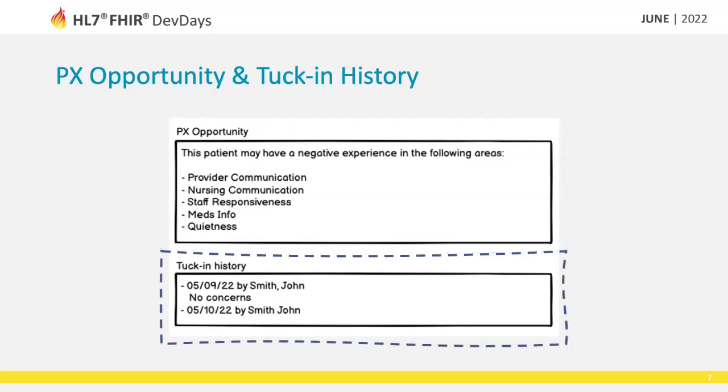The second section is the tuck-in history section. This section displays a history of previous tuck-ins. A tuck-in is basically a check-in with the patient with the goal of identifying any flags that could lead to a negative patient experience. Both sections are rendering real-time dynamic content by calling an external service to fetch adaptive cards. Let's take a closer look at each section.